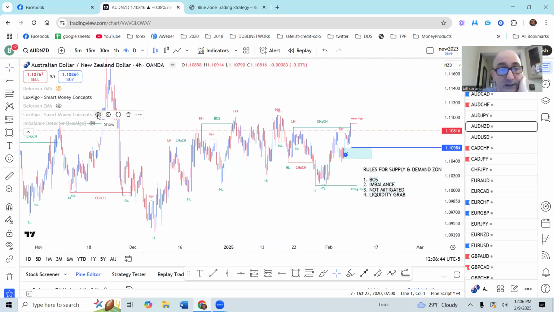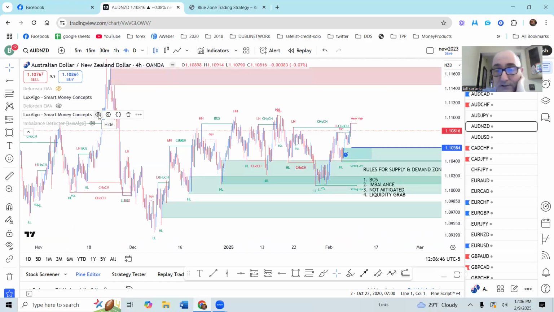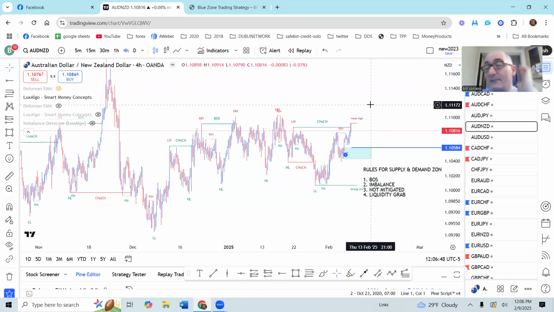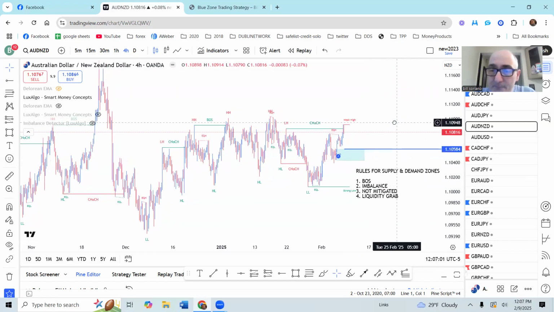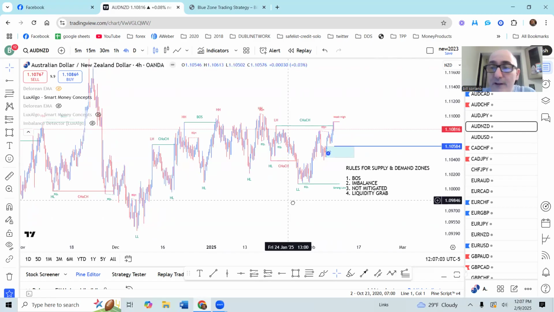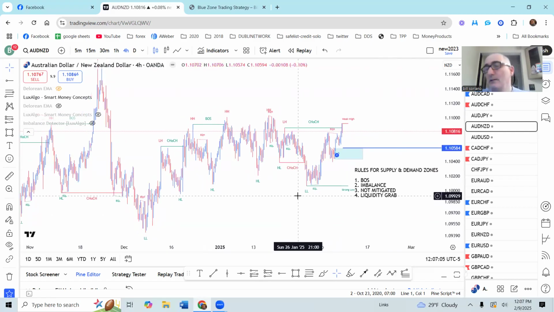If you want to turn that on though, I have that one shut off because I want to be able to identify my own supply and demand zones. Sometimes I like to check once I find them just to see if Lux Algo agrees with me. But many times Lux Algo will give you supply and demand zones that don't meet these four criteria here. So this is very important. And so you have to be able to filter those out yourself.